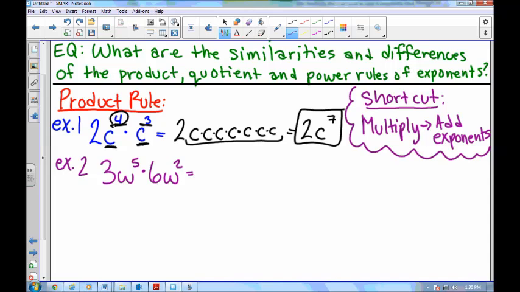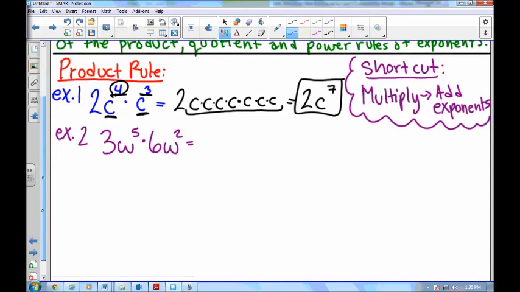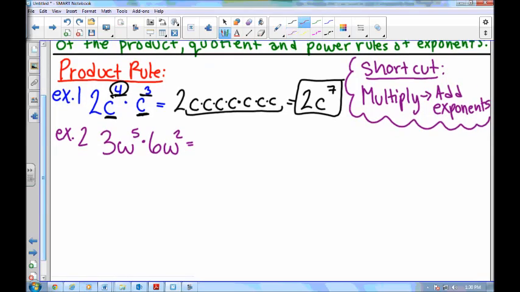Another way to show work would be using the shortcut. We would take the 5 and the 2, and what are we supposed to do with those exponents? Add. If you like expanding, you can totally do that, but once the numbers get larger than like a 5, you get lots of letters and it gets kind of messy. Or we can do W to the 5 plus 2, and we get 7, which would be 9W to the 7th. Is that good? That's not good.